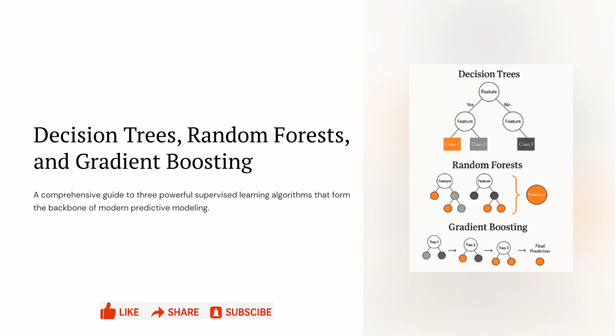Let us explore three powerful machine learning techniques: decision trees, random forest, and gradient boosting. Decision trees make decisions step by step. Random forest combines many trees for better accuracy. And gradient boosting improves models by learning from earlier mistakes. Together, they build smarter AI predictions.